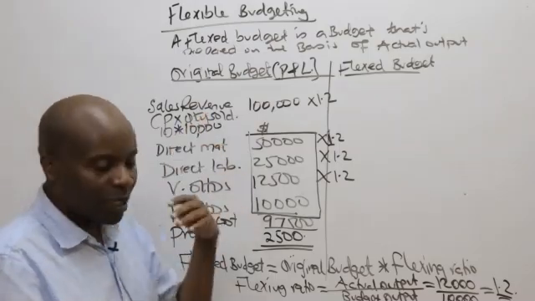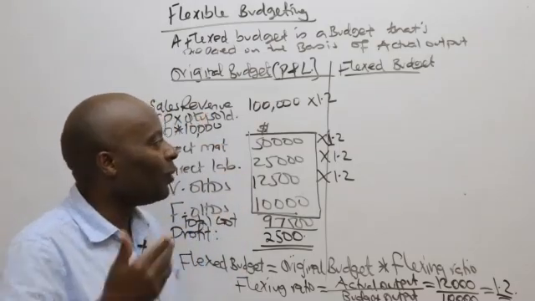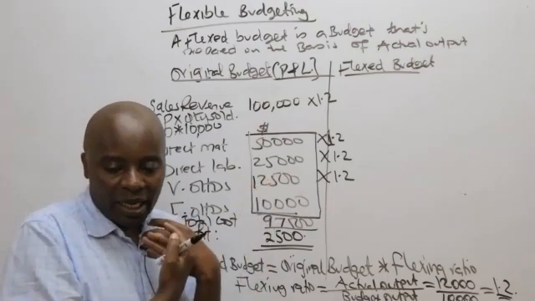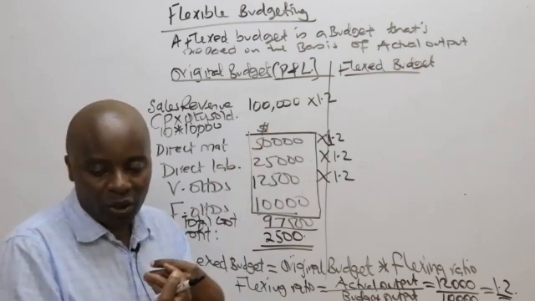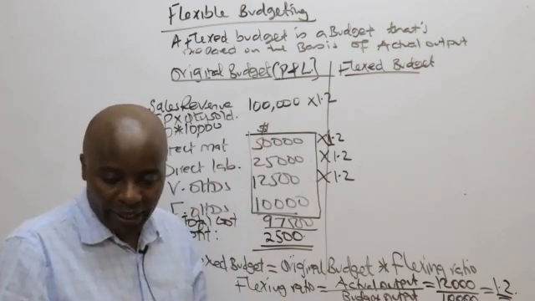Sales revenue is a variable item because the more the units we sell, ladies and gentlemen, the more we will realize as sales. So I can see that sales revenue is dependent on the number of units that we sell.